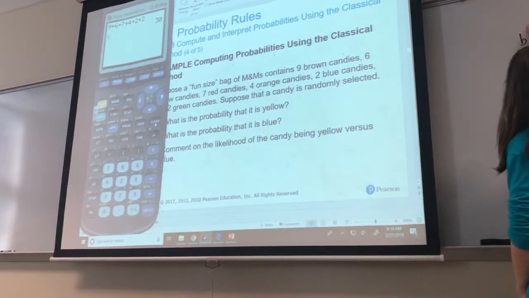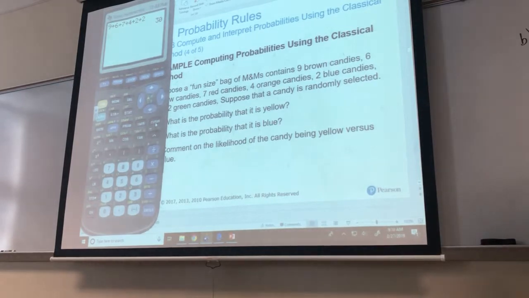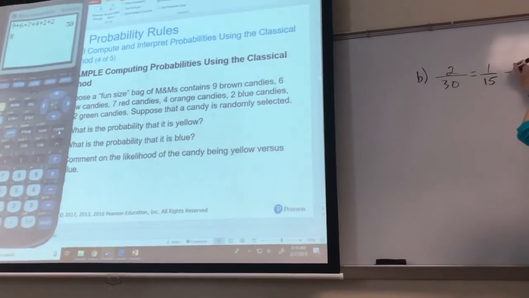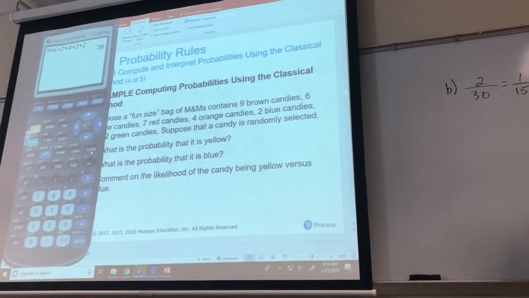Okay, so for part B, what's the probability that it's blue? How many out of 30? 2. That's 1 out of 15, which is 0.2 divided by 3. That's 0.0667.